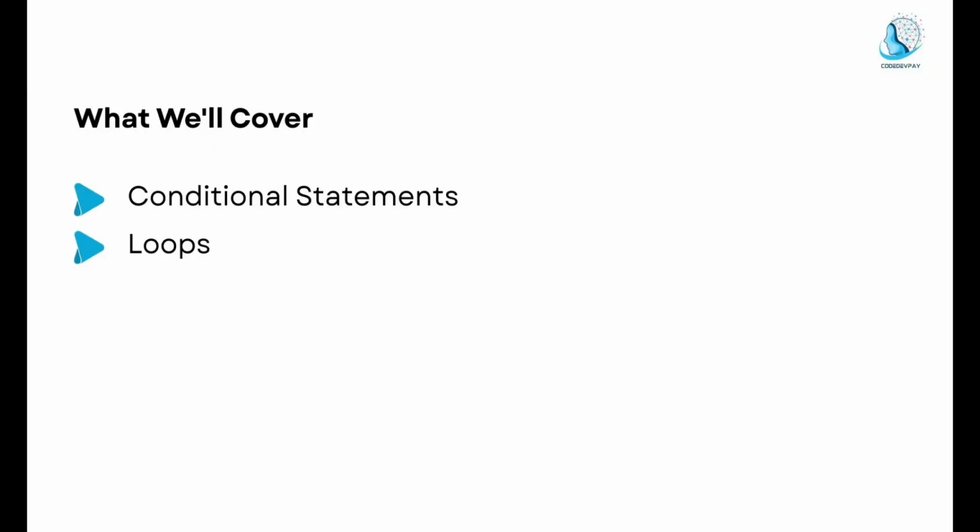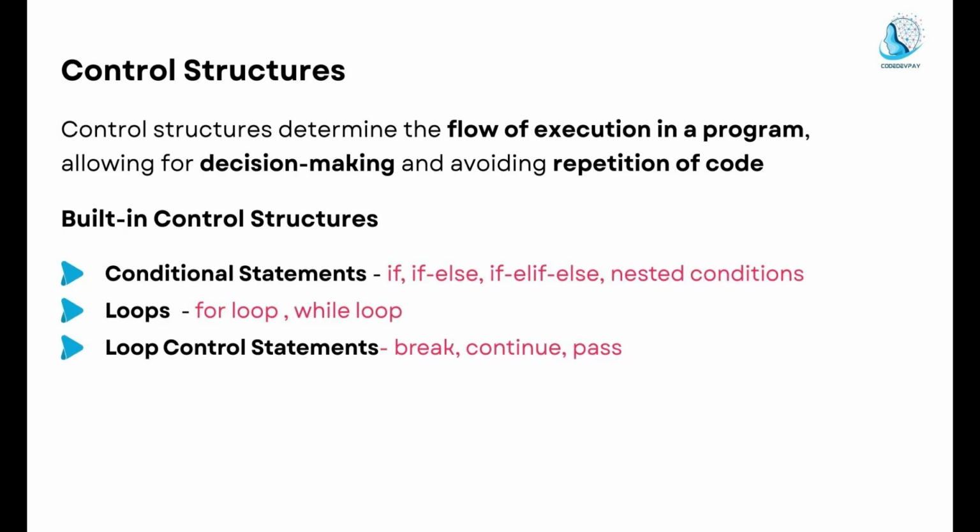We are looking at control structures. For this chapter, we will cover conditional statements and loops. Control structures determine the flow of execution in a program. So this allows for decision making and also helps us to avoid repetition of code.